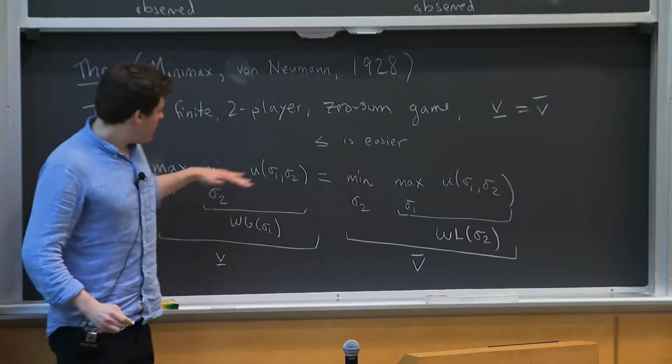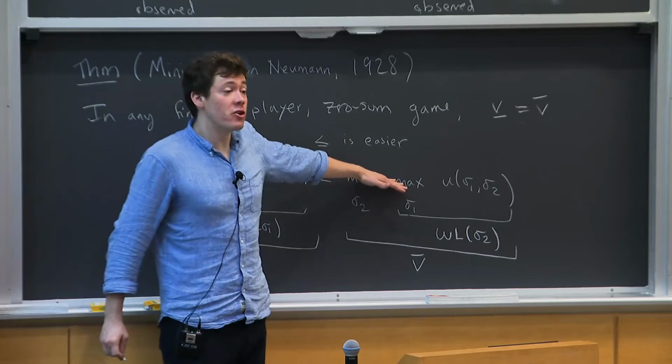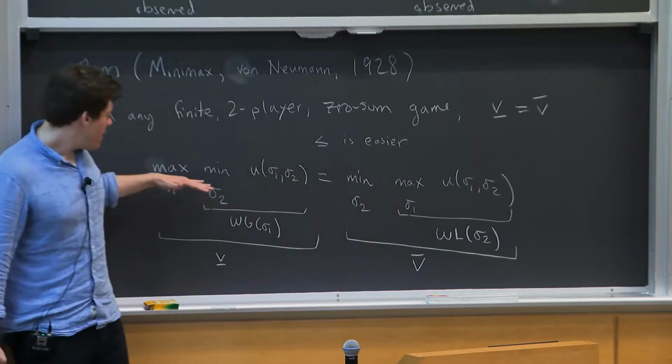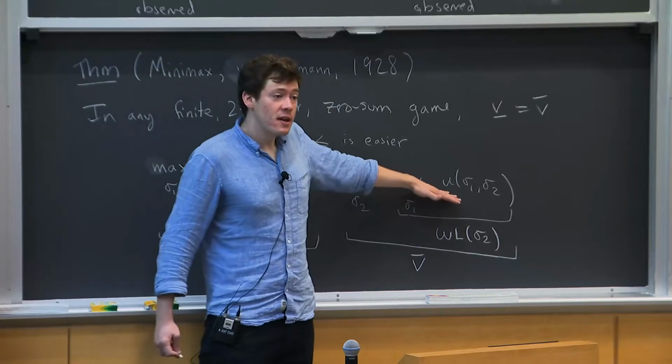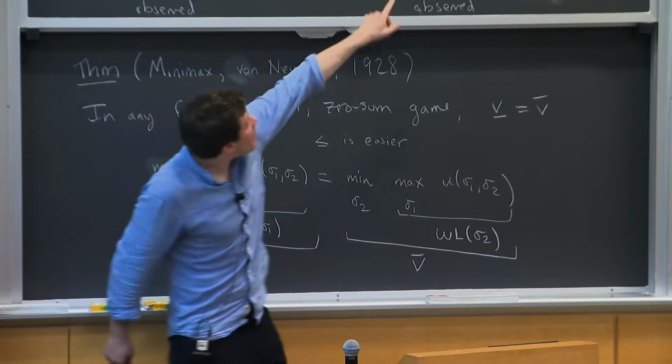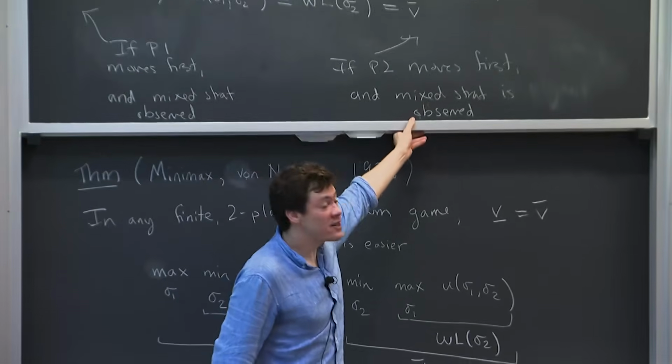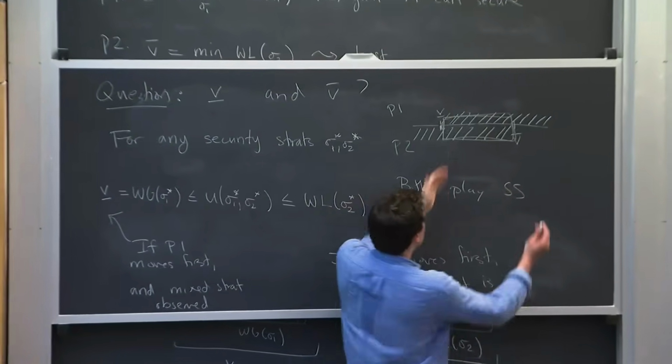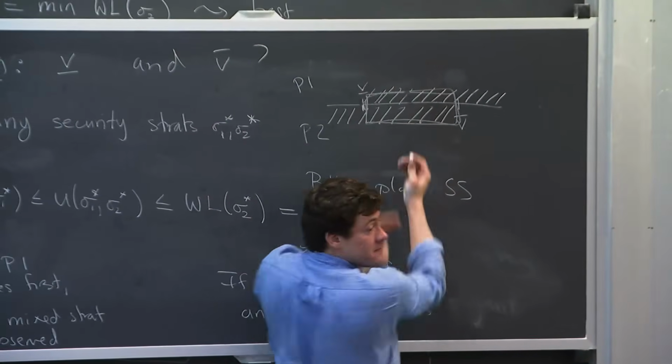Now, the inequality from here to here is what we already showed. That's what we showed in class, that this is less than or equal to this. The content of the theorem is to say that, in fact, we have equality. So this graph I showed up here is wrong. In fact, everything just collapses right to here.